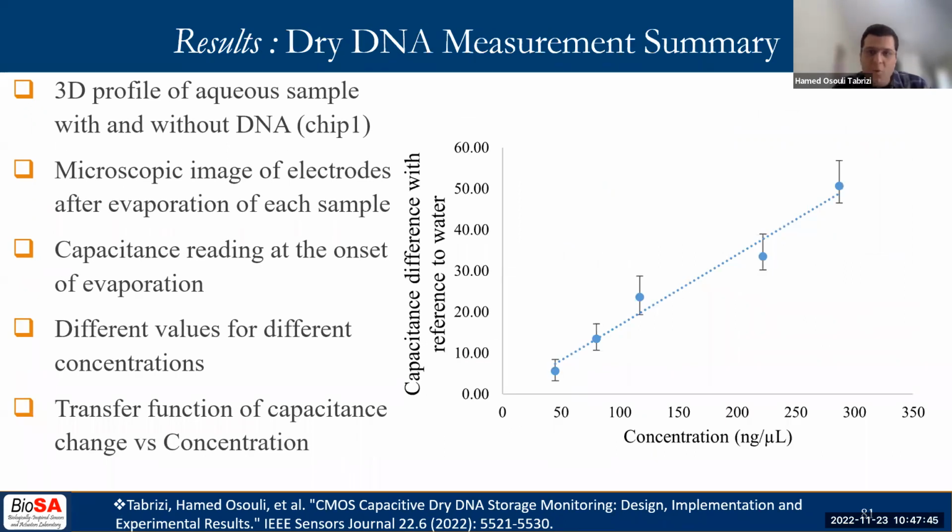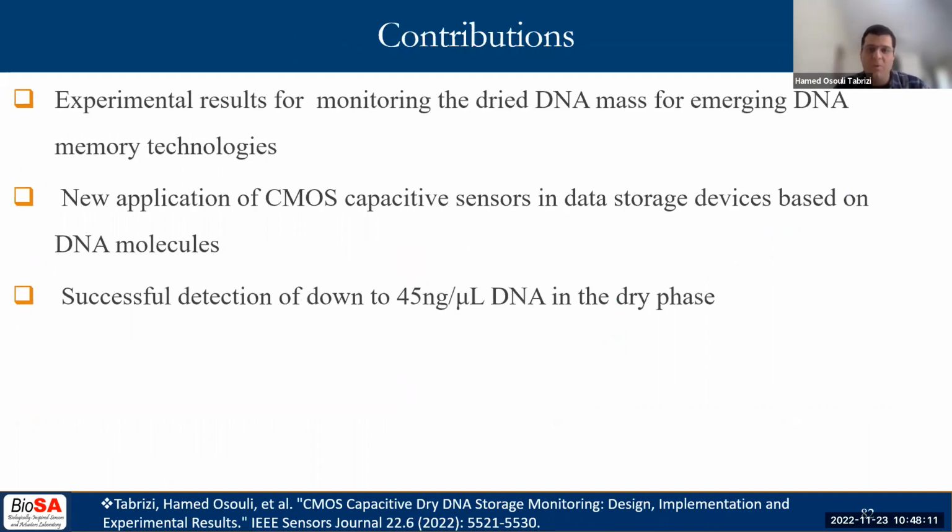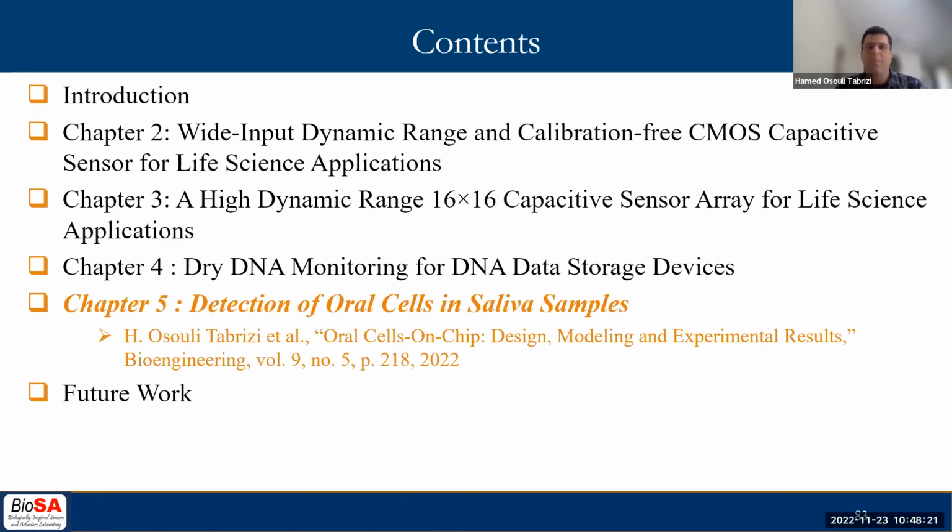These readings have been used to obtain the transfer function after repeating the experiment 5 times for each concentration: 45 nanogram per microliter, 80, 117, 222, 287 nanogram per microliter. A linear transfer function between the change in capacitance and the concentration of DNA has been observed. In short, in chapter 4, we've shown the possibility of detecting DNA in the dry mode in the scale of nanograms with our CMOS capacitive sensor.